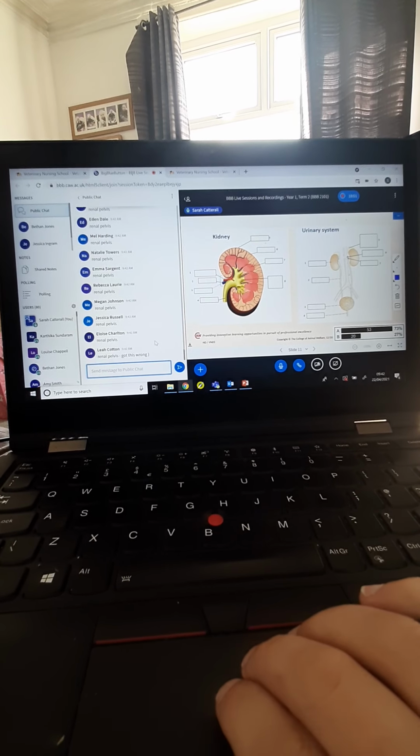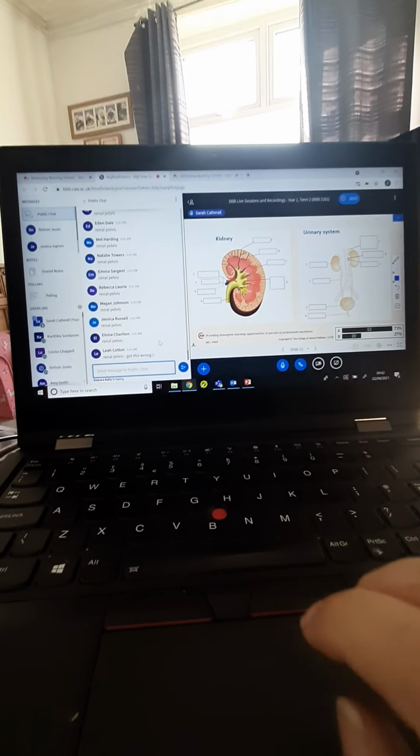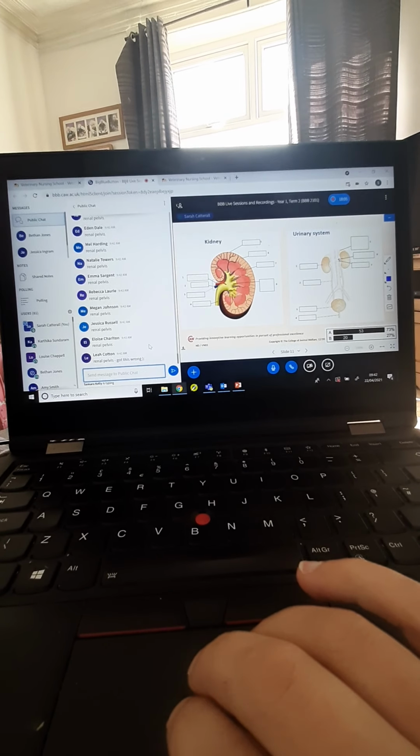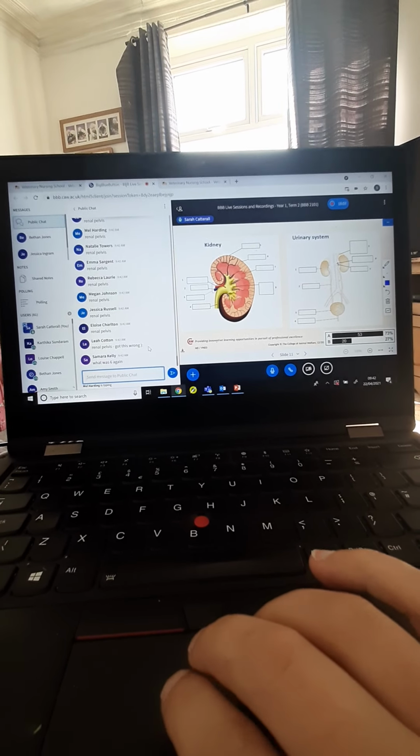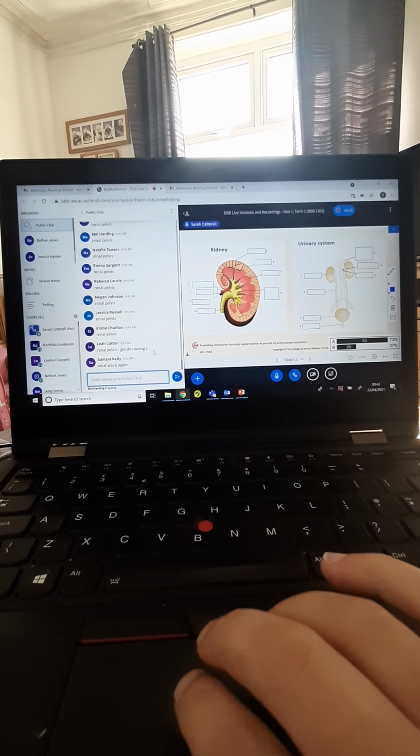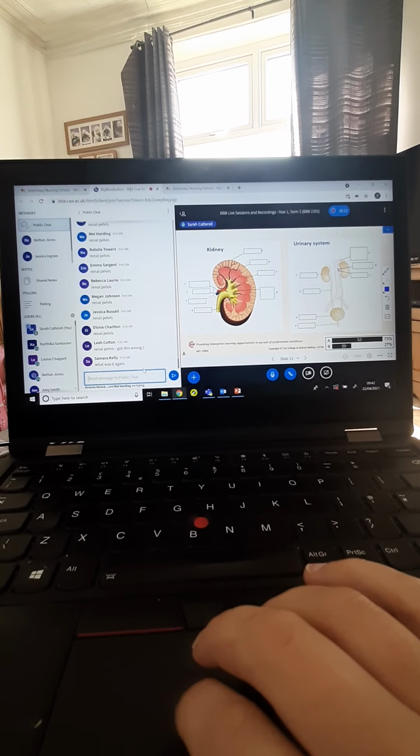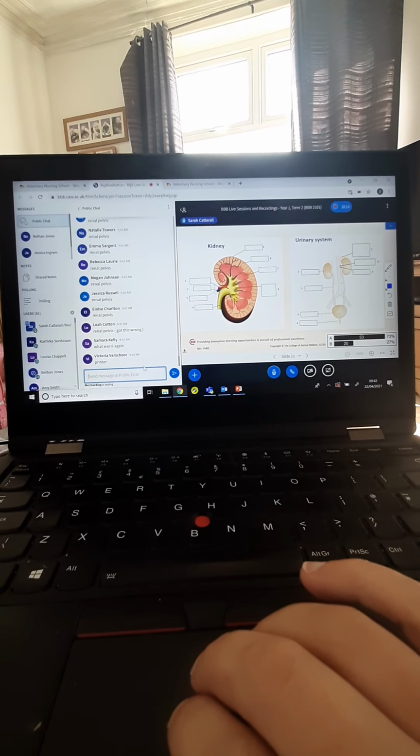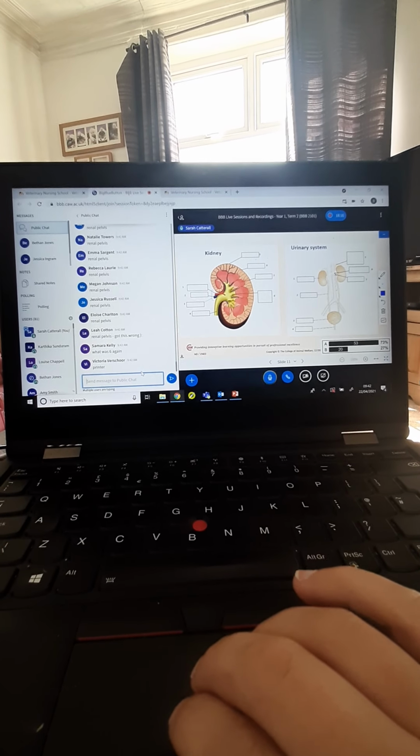It is indeed the renal pelvis. Well done, everybody. Oh, it's all right if you got it wrong, don't worry, Leah. Number 6 was the cortex, Samara. 5 was the capsule, 6 was the cortex, 7 the medulla.